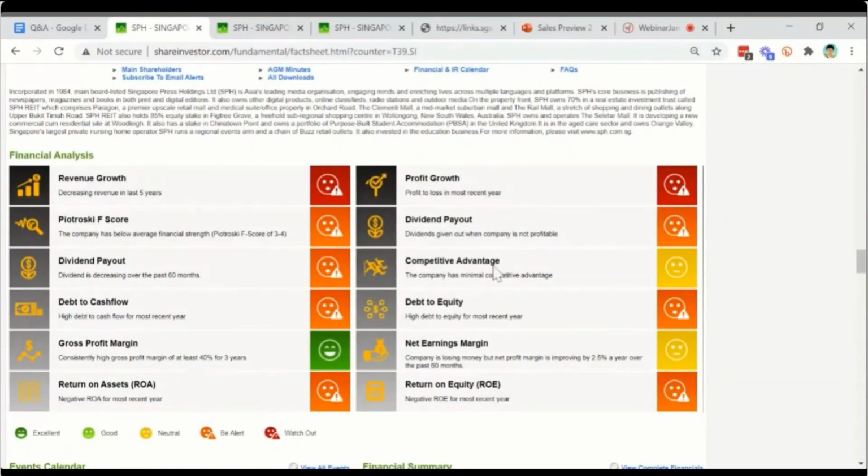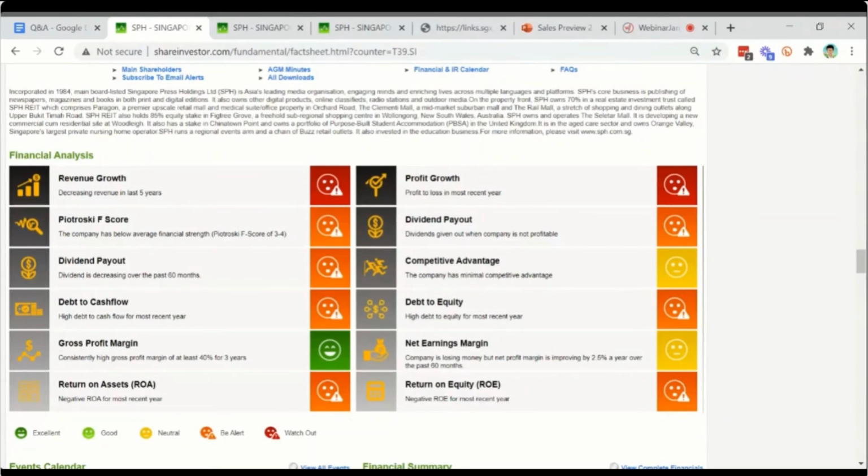So they have been making losses in the most recent year. The dividends payout when the company is not profitable, and then negative ROE. So these numbers point to a very bleak outlook for SPH. And some investors may ask, okay, SPH has already dropped from $4 to $1. Is it a good time to buy now?